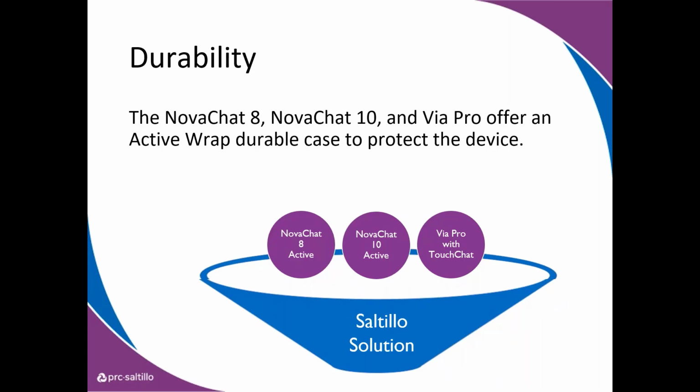For him, with that durability, we would probably want to be looking at NovaChat 8 and NovaChat 10 Active, so that active wrap around there. It's an EVA foam that beefs up the durability, so that when he's bumping into things, it also moves the case away from the screen a little bit more. It bumps it out, and so having that ability to protect the screen just a little bit more is a good option. And the VIA Pro with Touch Chat is also available with that active wrap to provide that durability factor for him.